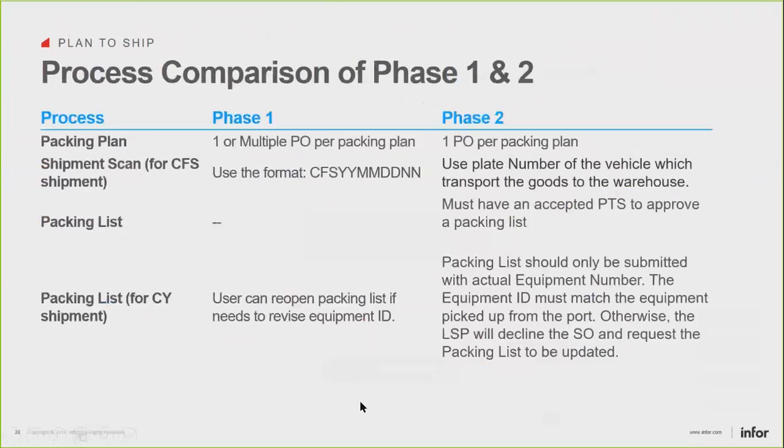Okay. So, the process comparison of phase 1 and phase 2, the changes once we move on to phase 2. For packing plan, in phase 1, it can have one or multiple POs. But when we move on to phase 2 with Plan to Ship implemented, one packing plan can only have one PO. So if the shipment has multiple POs, create a packing plan per PO.